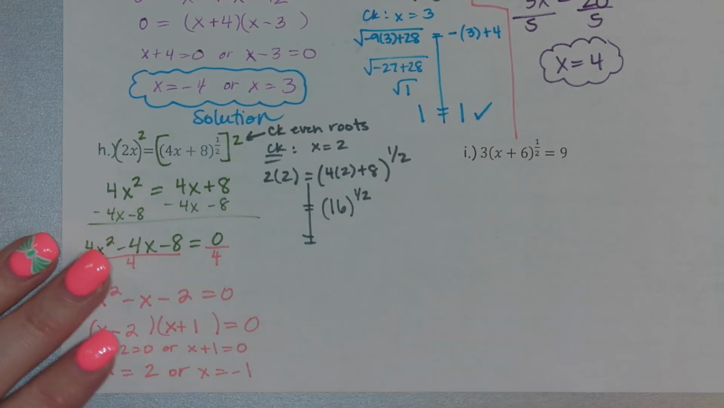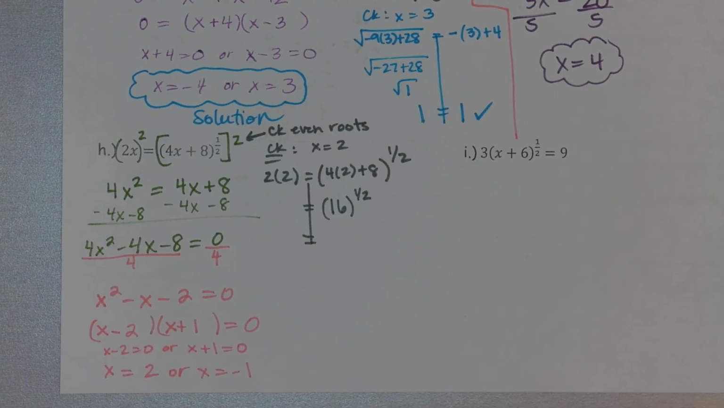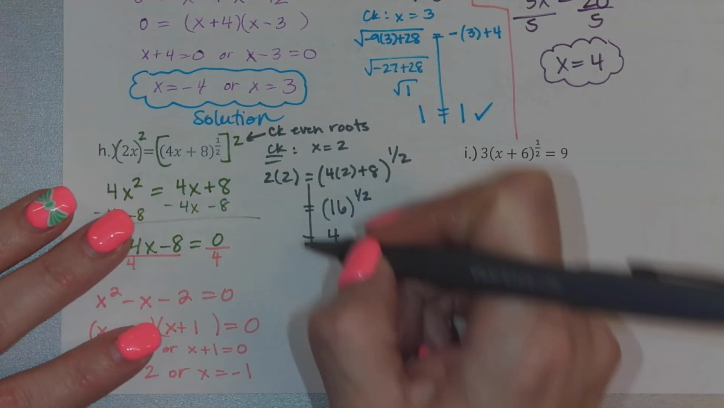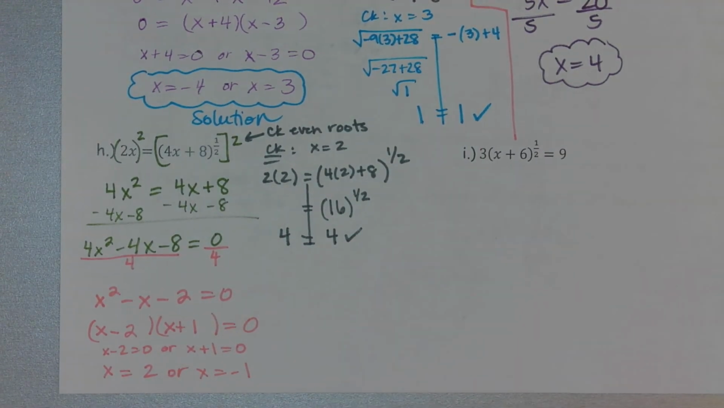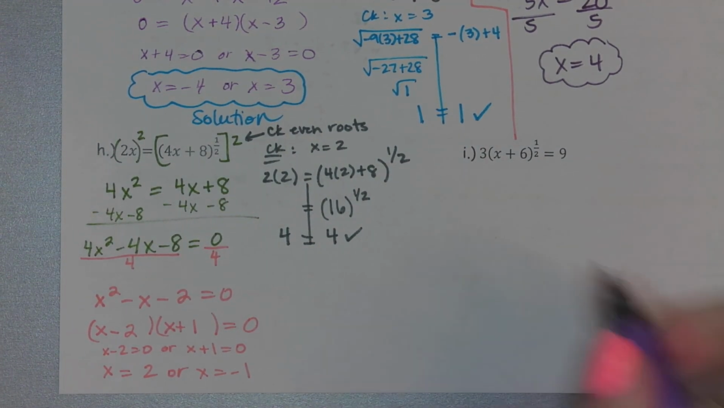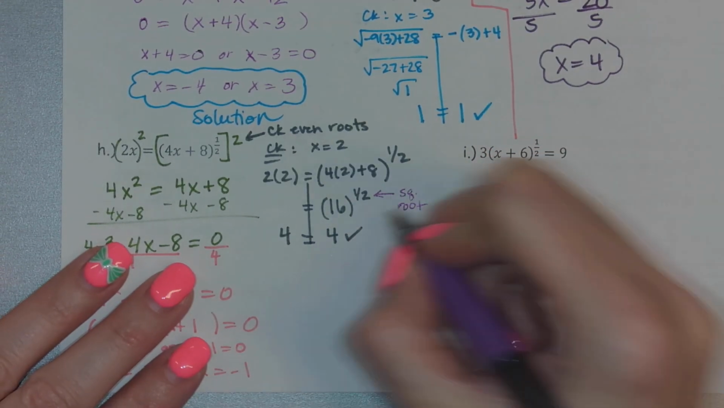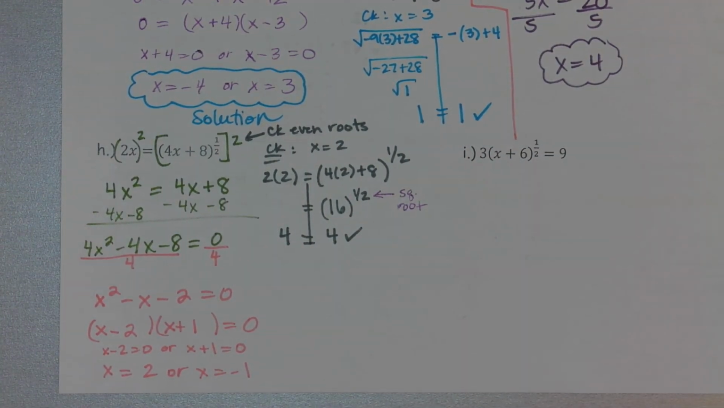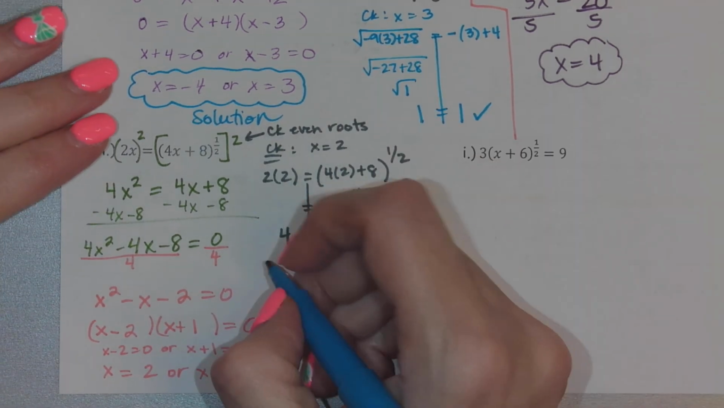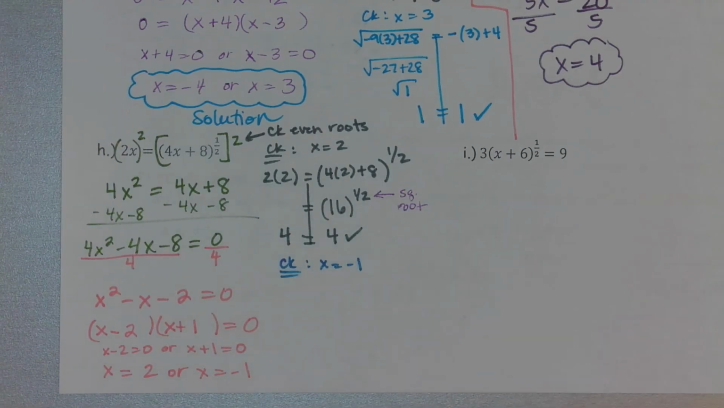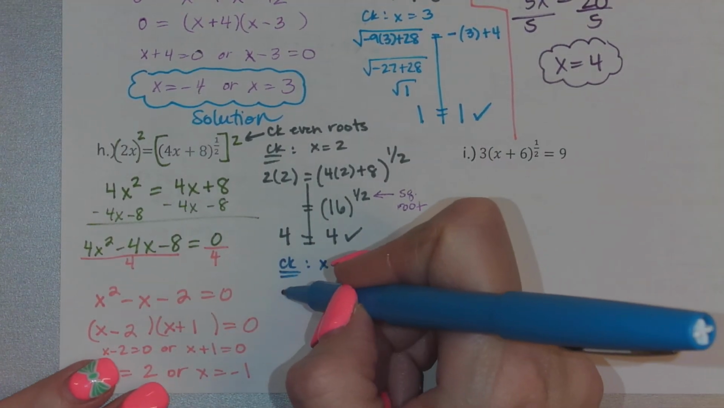The 1/2 is the same thing as what? Square root. So what's 16 to the 1/2? 4. 2 times 2, 4. So remember that that is the square root. So you can just go from here to here. That's fine. So 2 is one of our solutions. Let's see if negative 1 works. If they both don't work, your answer would be no solution.